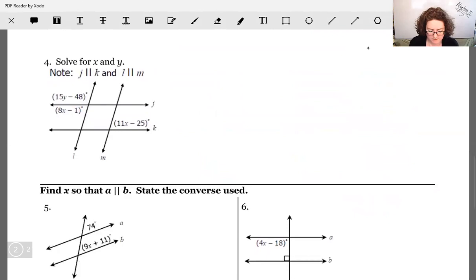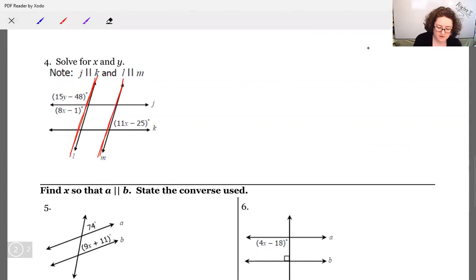Next practice problem, same kind of thing, but our diagrams look spread out. So we're still trying to solve for x and y, and we have two pairs of parallel lines here now. The trick with this one is we want to make sure that when we match things up, we're doing so along parallel lines. So we have the one pair, L and M. We have our other pair, J and K.